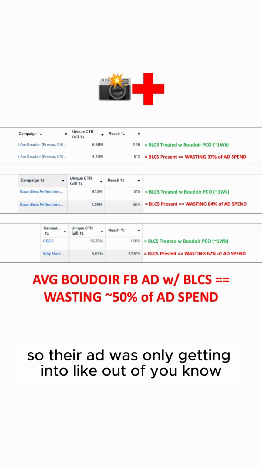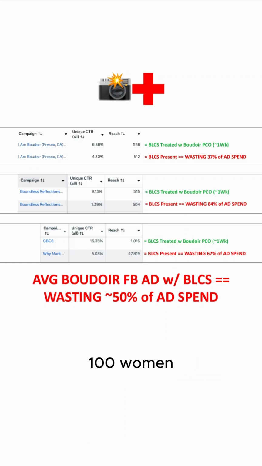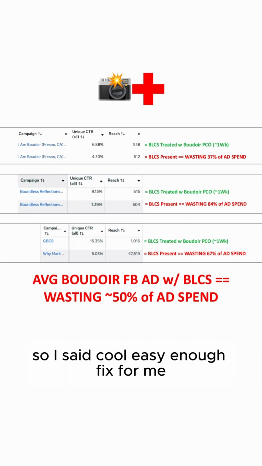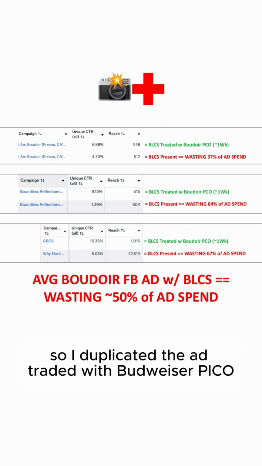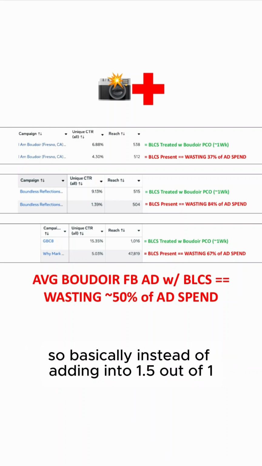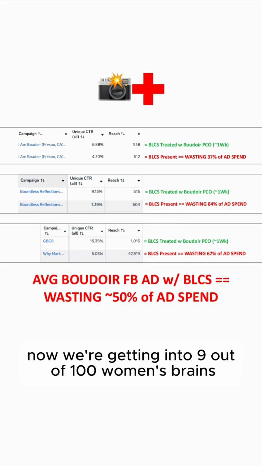So their ad was only getting into, out of 100 women, only like 1.5 out of 100 women's brains. So I said, cool, easy enough fix for me. I duplicated the ad, treated it with Boudoir Pico, took about a week, and got the unique CTR up to 9.13%. So basically, instead of their ad getting into 1.5 out of 100 women's brains, now we're getting into 9 out of 100 women's brains.